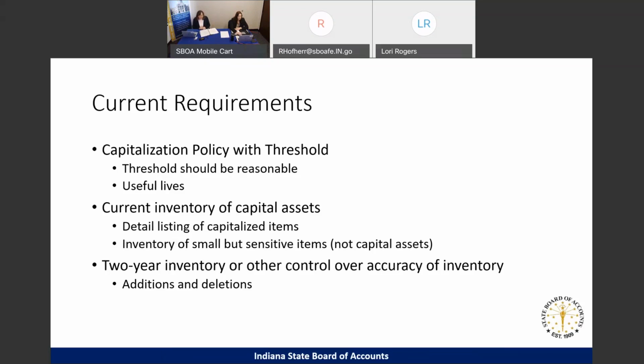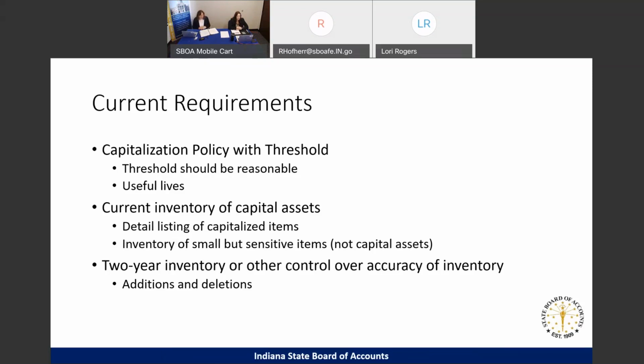At the end of a useful life, it will be fully depreciated, but it could still be in service. It's not an exact science. We don't expect it to be. You just need to have some kind of reasonable estimate for that. Once you have your capitalization policy, you need to list all of the items that are above that capitalization threshold.